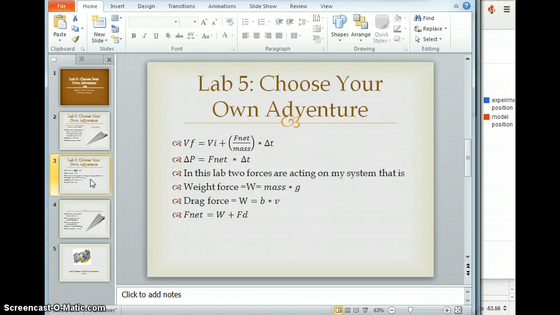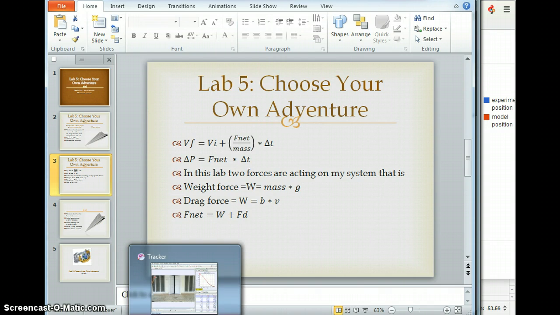In this lab, two forces are acting on my system, that is the weight force and the drag force. The weight force is equal to mass times acceleration due to gravity, and the drag force is equal to b times the velocity of the object. The b is a constant, and its value is equal to 6 pi eta r v, and the total force on our system, F net, is equal to the weight force plus the drag force.